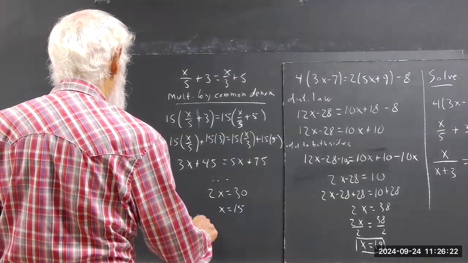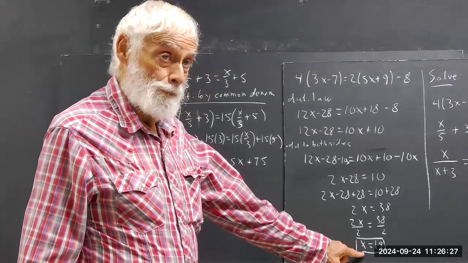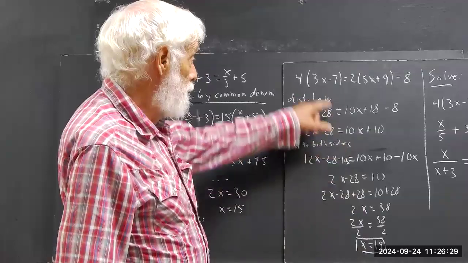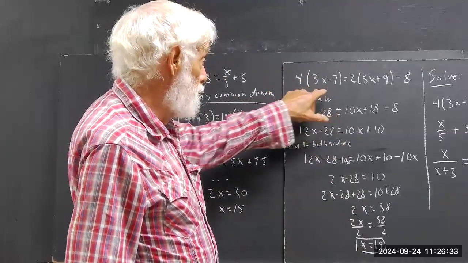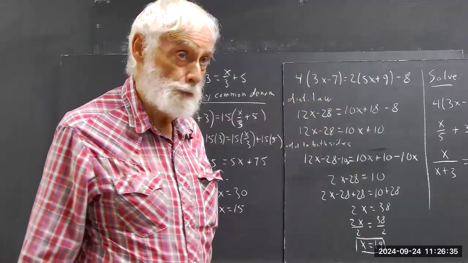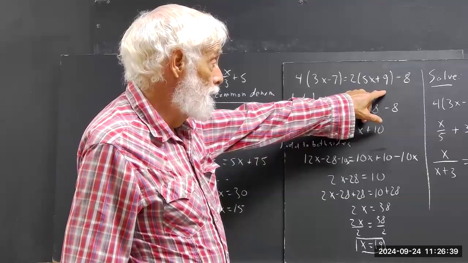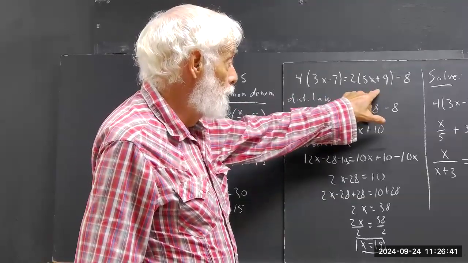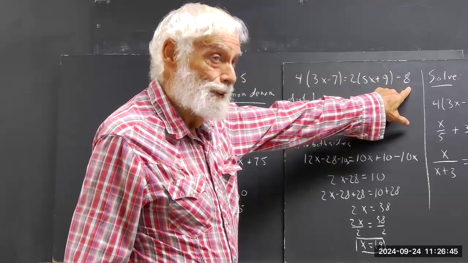Especially since this is something we're not typically, we're going to check here as well. Yeah, you put 19 in here. 3 times 19 is 57. 57 minus 7 is 50, times 2 is 100. 5 times 9 is 45. Add 9, you get 54. 2 times 54 is 108. You subtract 8. Get 100. Okay.